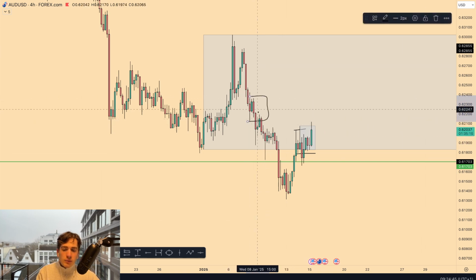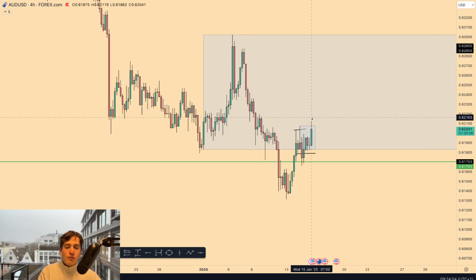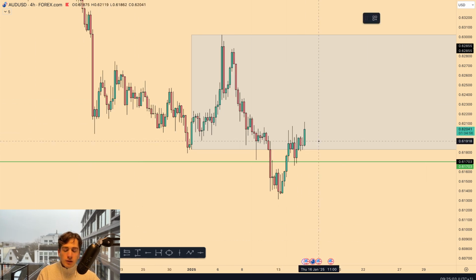This over here could have been a supply zone. This over here could have been a supply zone. This could have, but again, mitigated over here, mitigated over here, mitigated over here. So nothing really fresh, nothing really convincing to push AUDUSD down lower. Hence why I was not very interested in looking for a sell opportunity. Preferably on AU, I would just like to see some higher prices for now.